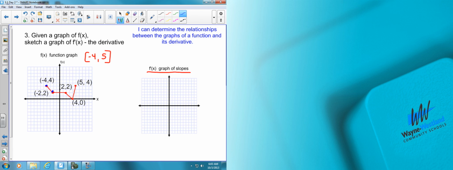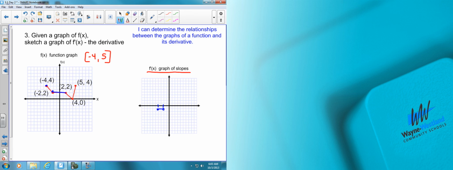So right here is -4, -2. In between here, you're going to have a slope of -1. That's a constant slope between there. Now we put a closed point at the endpoint and an open circle at the interior point. And we'll talk more about open and closed circles as we go along.